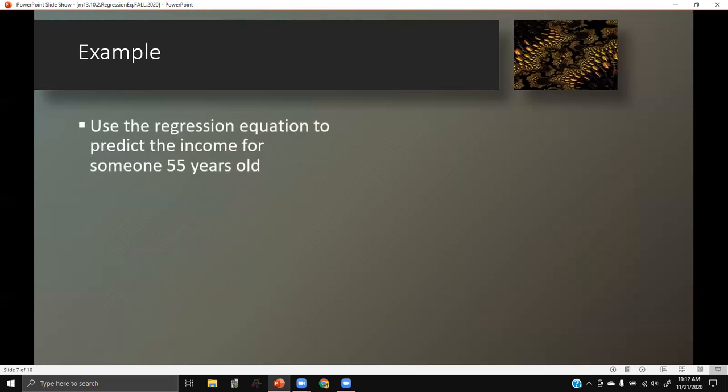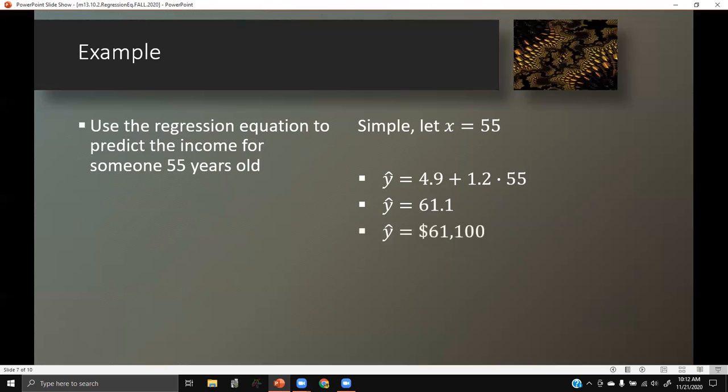Now, we're going to go ahead and run through using that regression equation. We're going to use that regression equation to predict the income of someone who is 55 years old. It's pretty simple. All we need to do is to let x equal 55. When I plug that into the regression equation, oh, I got a typo in there. It should be a negative 4.9 plus 1.2 times 55 equals 61.1, or $61,000. So do note that should be a negative there. We got a typo. I'm going to let it fly for now.